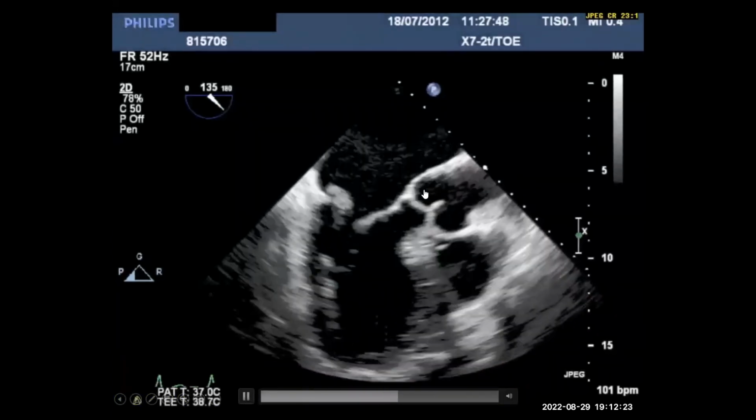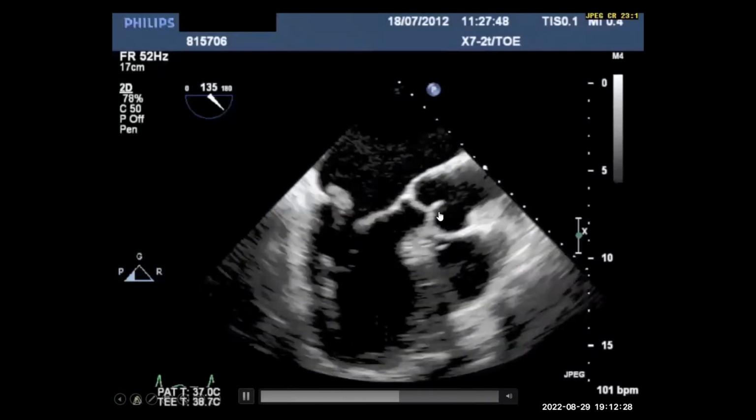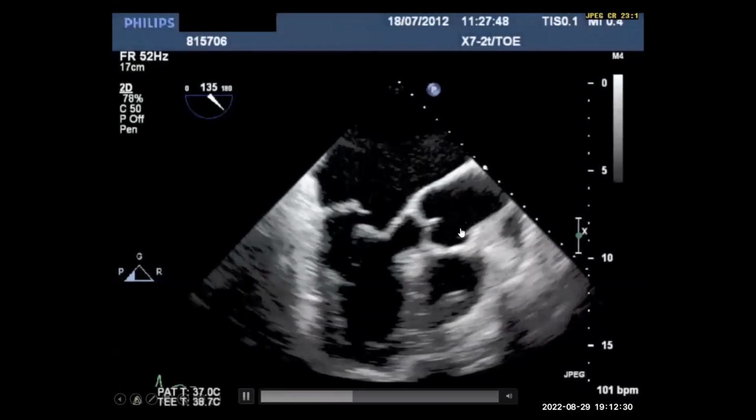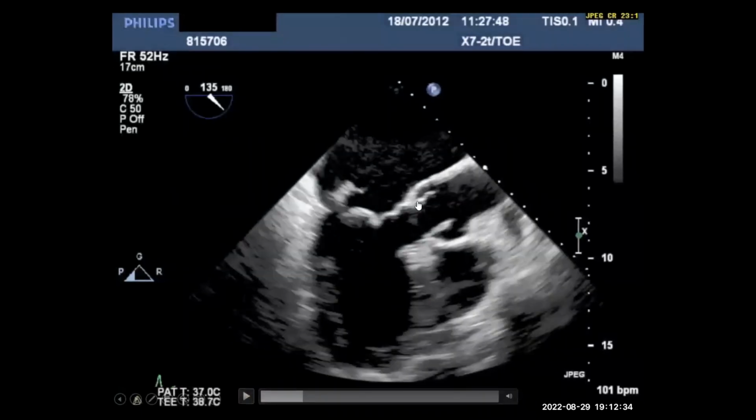And again, this is what we call the mid-esophageal long axis view of the aortic valve. It's a view that we use to see the aortic valve quite nicely. Just to familiarize everyone, I'm going to pause it for a second. This is the left atrium, left ventricle, aorta, aortic valve, mitral valve. By definition, this leaflet here is the right coronary cusp of the aortic valve. This leaflet could be either the non-coronary cusp or the left coronary cusp, depending on which angle we are taking.